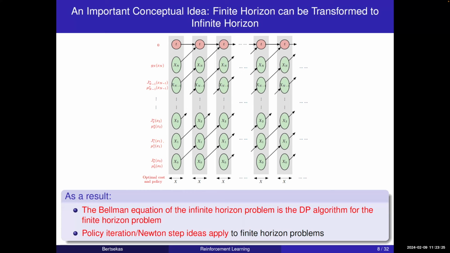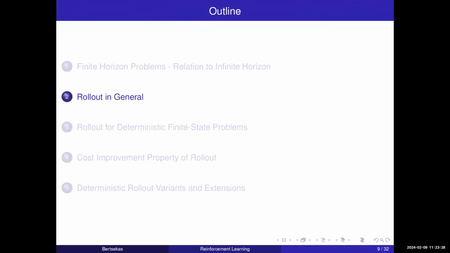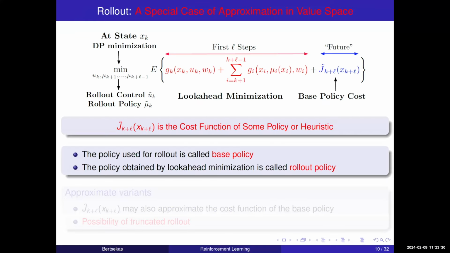Okay, so now we'll move on to rollout in general. So rollout is a special case of approximation in value space. So at a state xk, we perform this dynamic programming minimization. We minimize over the set of controls and compute the expected costs for each state-control pair. And we may have an L-step lookahead, where we solve this sort of depth-limited exact dynamic programming problem where the termination costs are given by this J tilde at k plus L. This represents the future costs. And we call this the base policy costs.